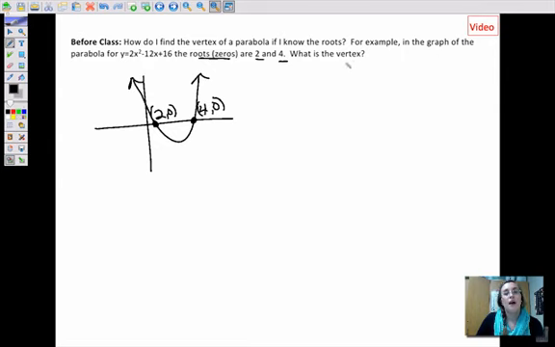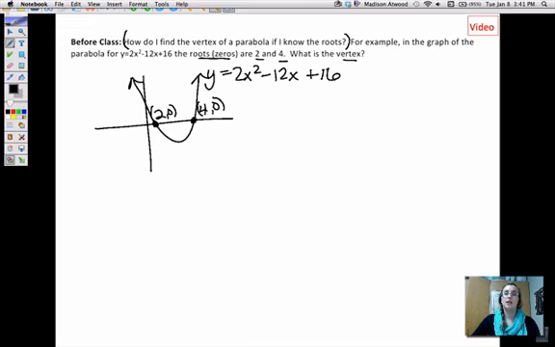So I want you to think about how you might find the vertex for this graph. And you might try this example first. If you can figure that out, then I'd like you to, in general, talk about how to find the vertex if you know the roots. Bring that to class with you next time.